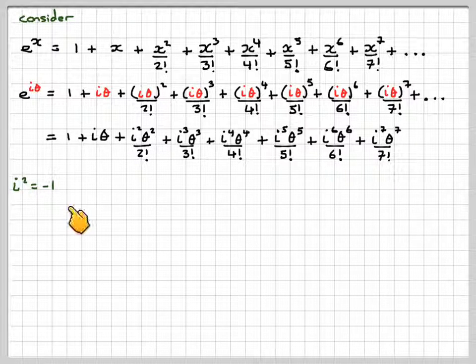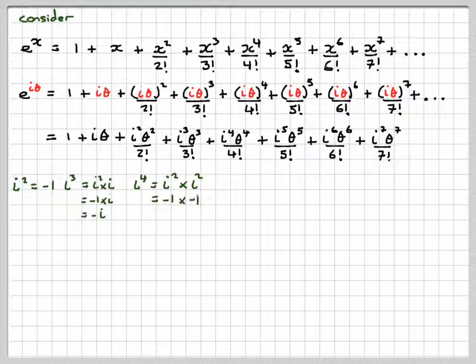Now i squared is equal to minus 1. i cubed is i squared times i, so that's minus 1 times i, which is minus i. i to the 4 will be i squared times i squared, so it will be minus 1 times minus 1, which is 1. i to the power of 5 is i times i to the 4, so it's going to be i times 1, which is equal to i.